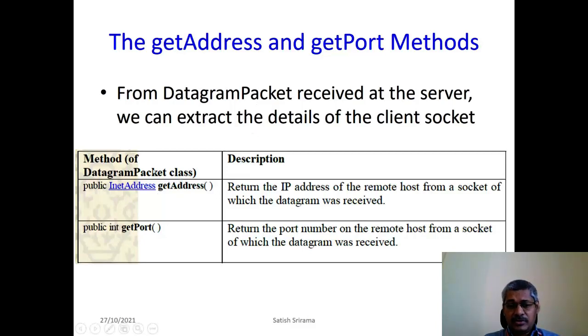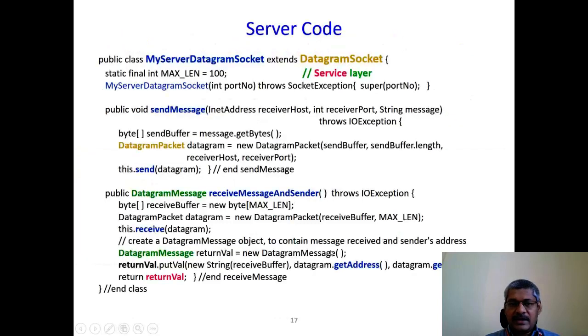So these are the methods you can use, and that is what is being used by my server datagram socket, which extends the datagram socket and takes care of the service layer for you. The send message is pretty much the same. You create a buffer with whatever message you want to send, and it takes care of creating the packet for you. Then you send the packet on that datagram socket. From the server side you can send it back, so it will reach the client, because now you already have the address of the client, the receiver host, and the receiver port.